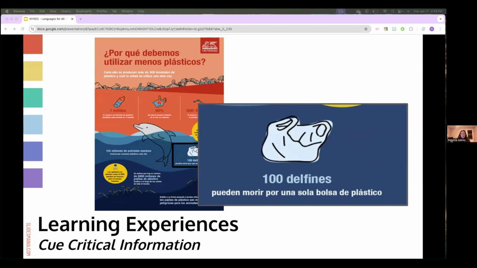Just think about how cueing in on that critical information, such powerful information, really helps students understand the impact of plastic contamination. But now they're also picking up so much critical vocabulary for this. Now they've learned the word for bag, bolsa, because it's come up several times. And now they're beginning to understand plastic bags are a problem, and plastic bag in Spanish is bolsa de plástico. And so, cueing that critical information.